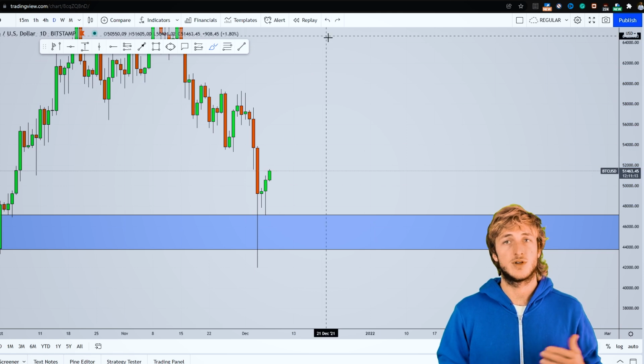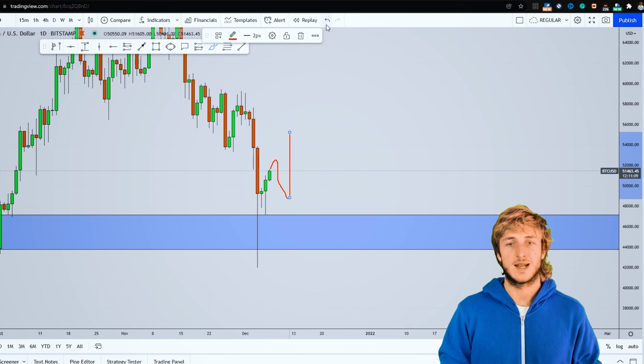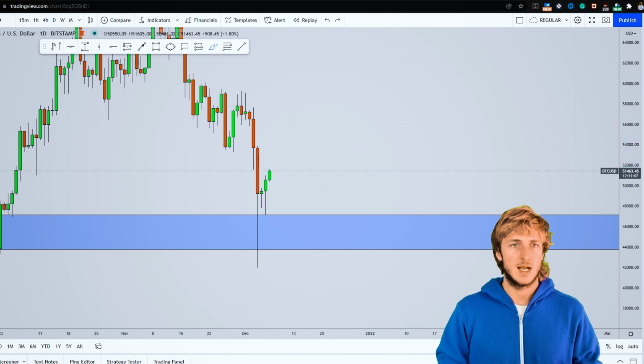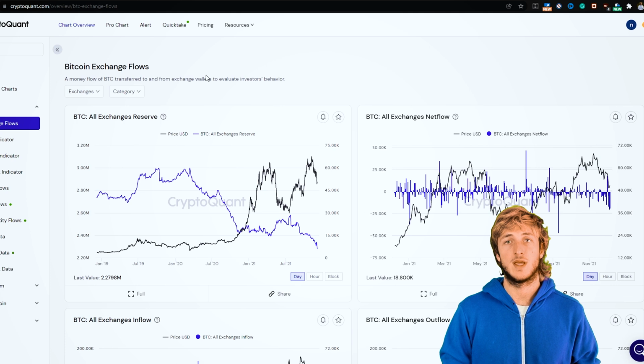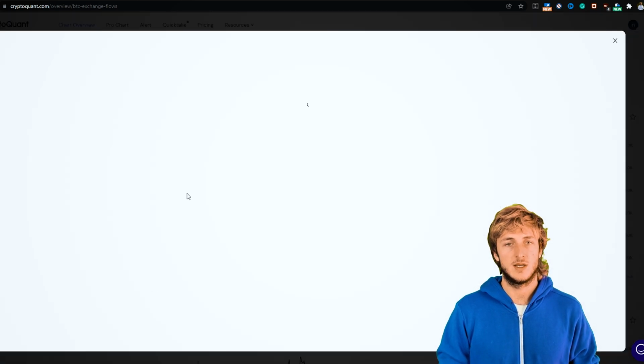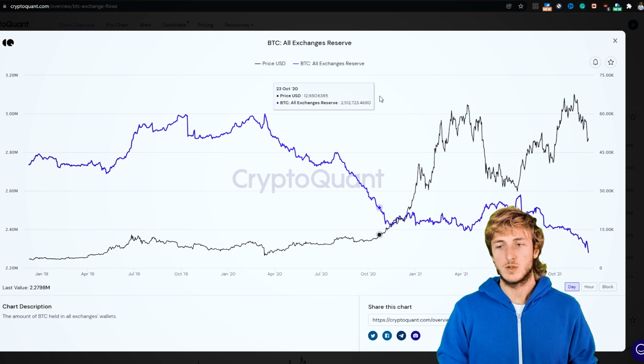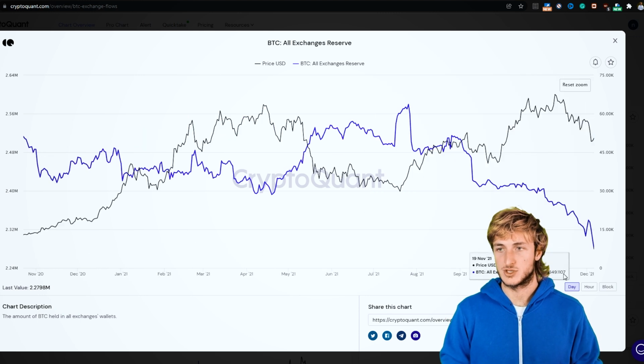So I wouldn't be very surprised if we actually get a couple of red candles before we then get a rejection to the upside. Now, if we go and see what we have from an order flow perspective, so on-chain data, what we can see is, first of all, if we look at the reserves that we currently have on all exchanges, we can see immediately a quite interesting thing.